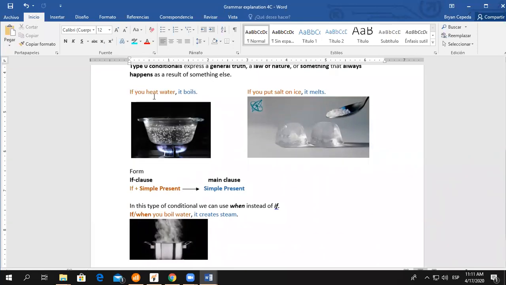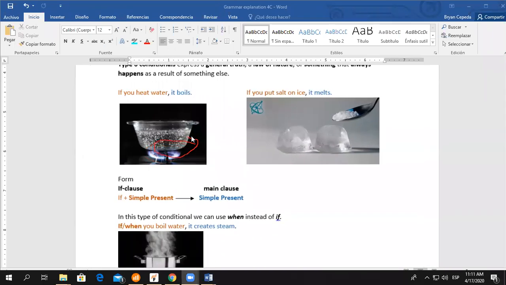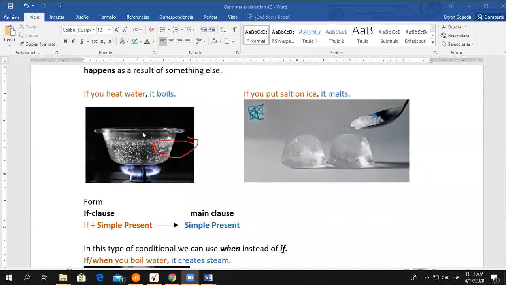First example: if you heat water, it boils. What is heat? Heat is this part in here. If you heat water, like if you put fire on it, the water boils. Do you see how it boils the water in the picture? There you go, the water is boiling. So you can say, if you heat water, it boils. That is boil.